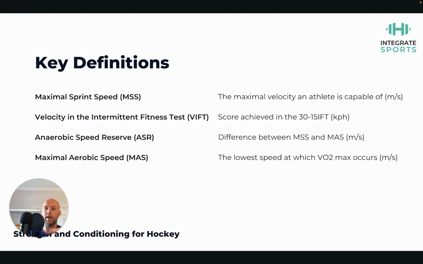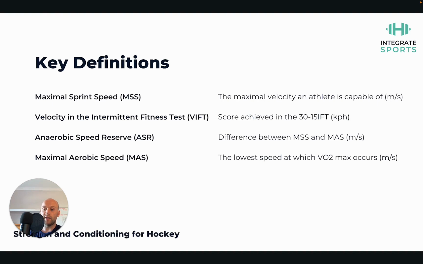Anaerobic speed reserve is the difference between the fastest speed that an athlete can possibly achieve and their maximal aerobic speed score. For example, if an athlete has a maximal aerobic speed score of 4 meters per second and a maximal sprint speed of 9 meters per second, their anaerobic speed reserve is 5 meters per second. And for reasons that we'll go into later, there are many benefits to having a larger anaerobic speed reserve.